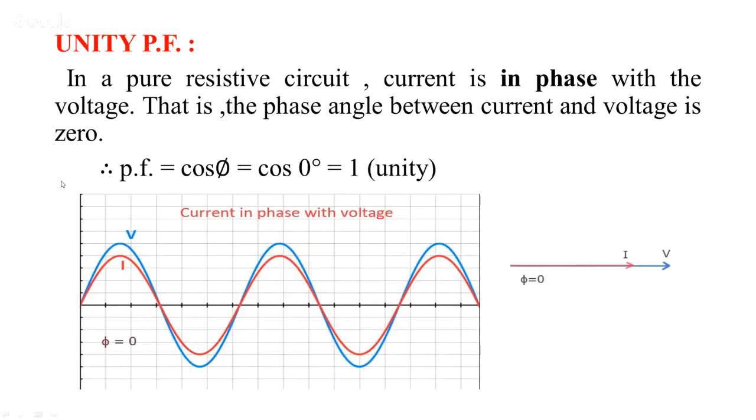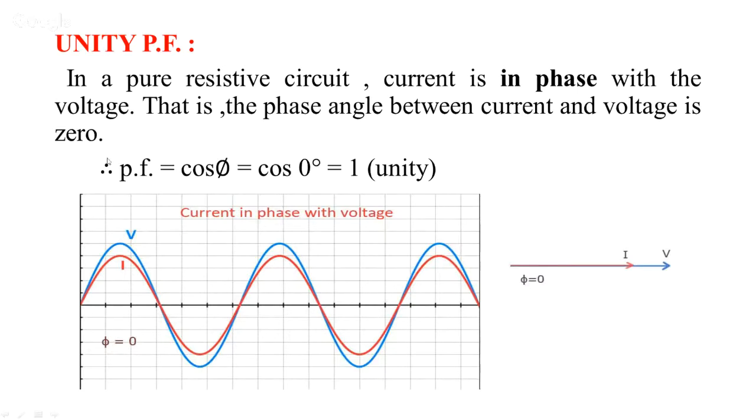Next, we have to see what is unity power factor. In the case of a pure resistive circuit, the current is in phase with the voltage. There is no phase angle difference between them. The angle between them is zero. Here you can see this is the voltage, this is the current, no angle between them. That means phi is equal to 0.